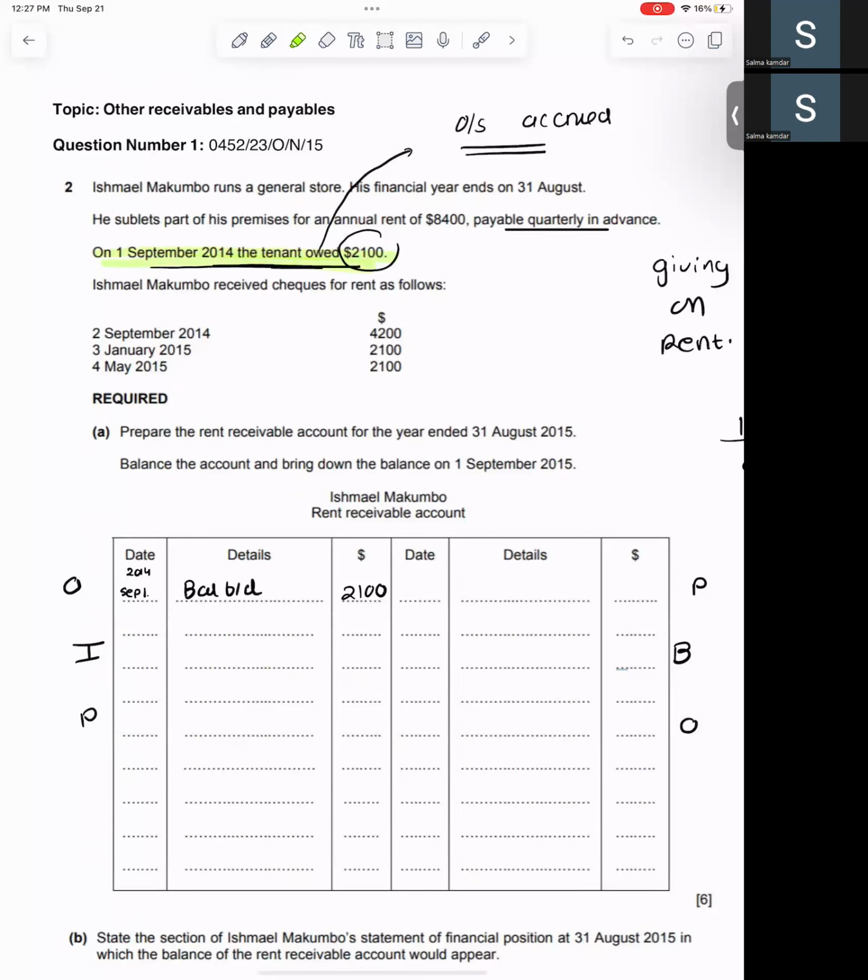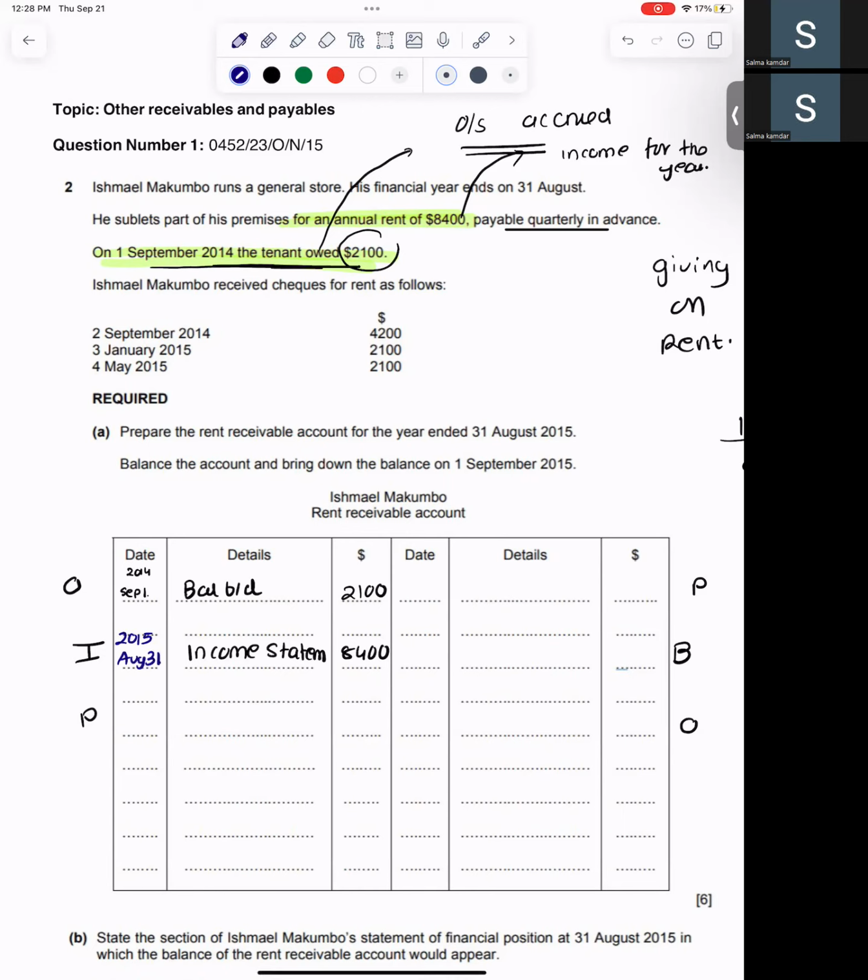He's subletting part of his premises for an annual rent of 8,400. That means they have clearly told me the income for the year is 8,400. So income for the year will be written on the last date in the income statement, 8,400. If the year start is 2014, the year end will be 2015, August 31.